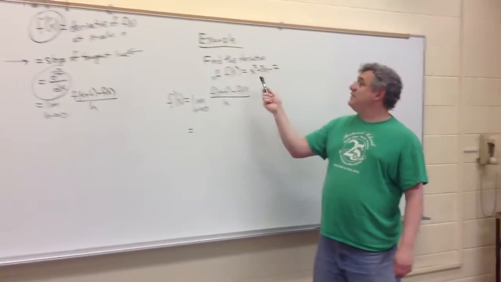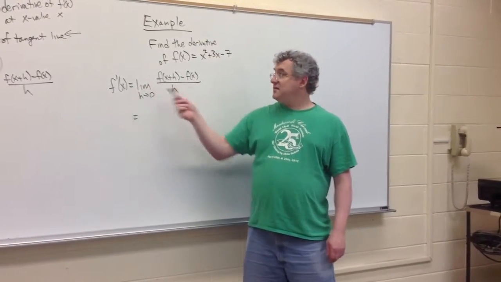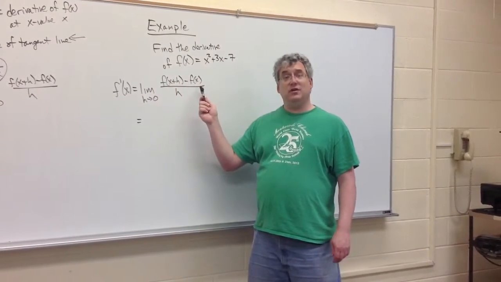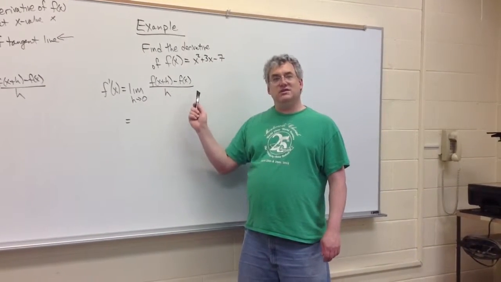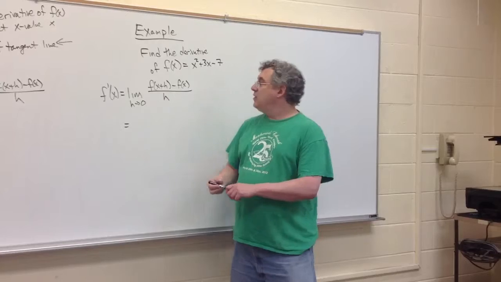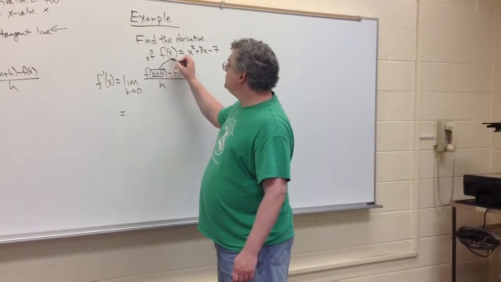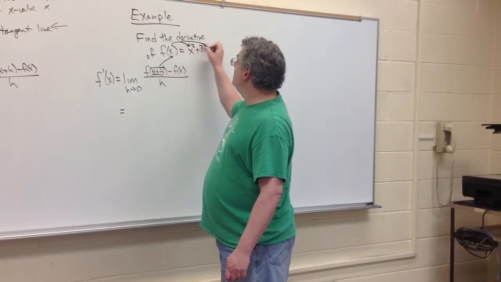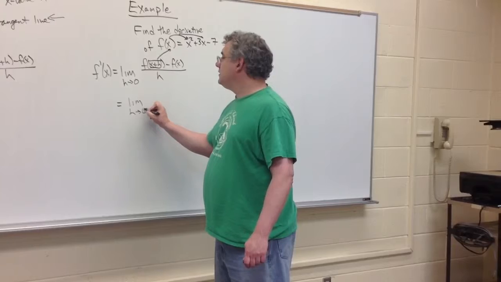Find the derivative of f of x is x squared plus 3x minus 7. So this is the formula for finding the derivative. Notice this is a difference quotient. It's the limit of difference quotients as the bottom goes to 0. What do we plug in? Well, we've got an x plus h right here that goes into the function and pops out in those two places. So h goes in here.